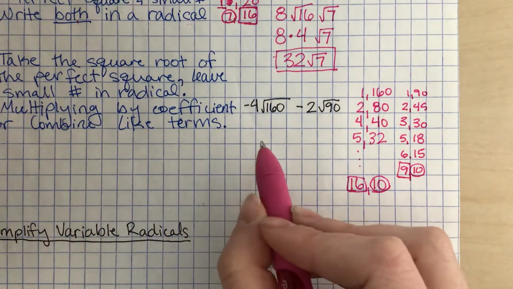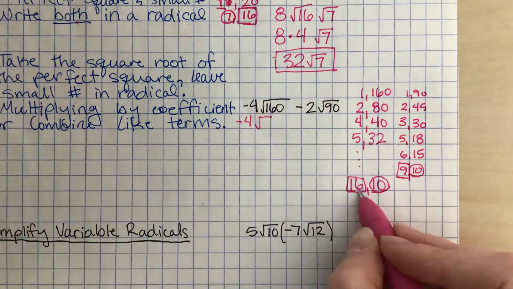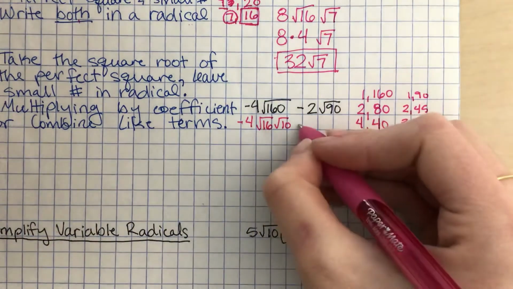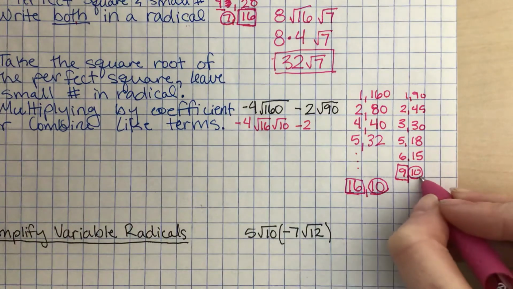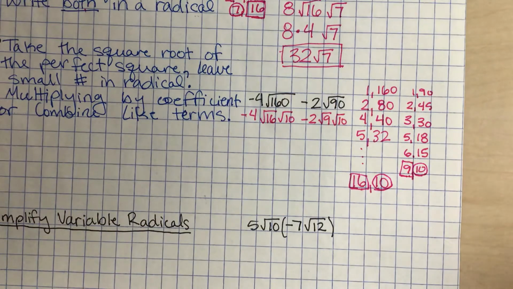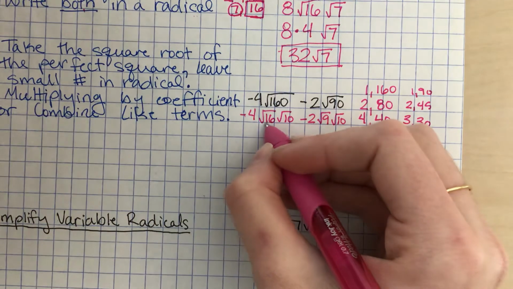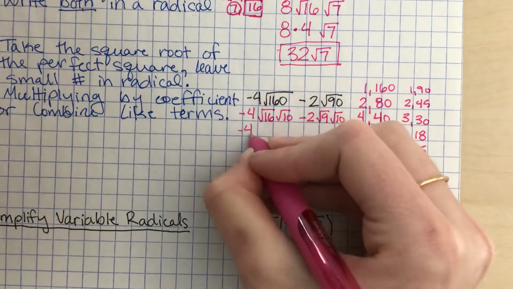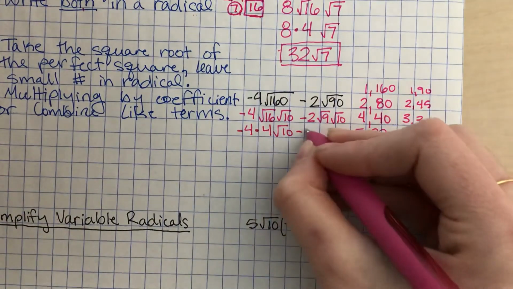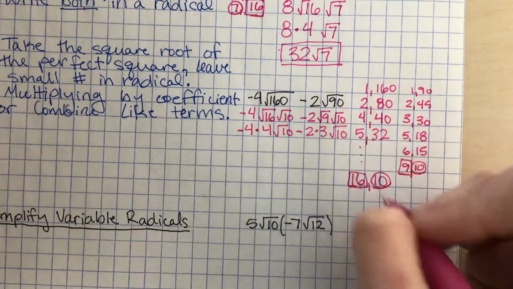Now, let's use those back in our expression here. We had -4 times the square root of, we said 16 and 10, so square root of 16, square root of 10, and then -2 times the square root of 9 and the square root of 10. Now, I know that 16 has a square root. That's why we picked it. The square root of 16 is 4. So we have -4 times 4, square root 10, minus 2. And we picked 9 because that's a perfect square. Its square root is 3. And then square root of 10.